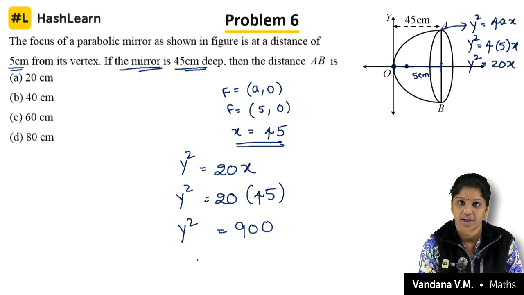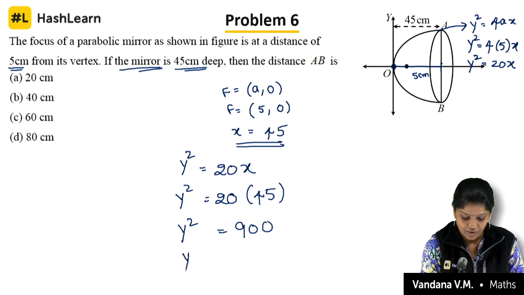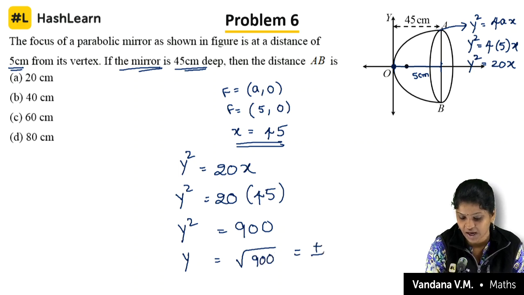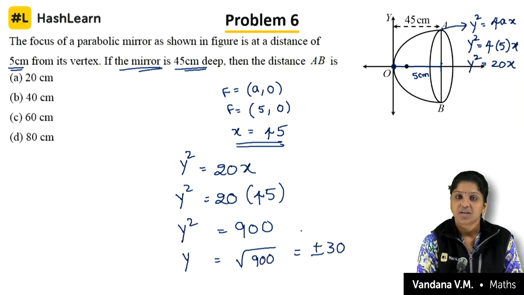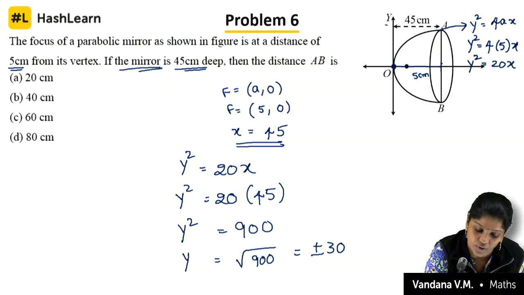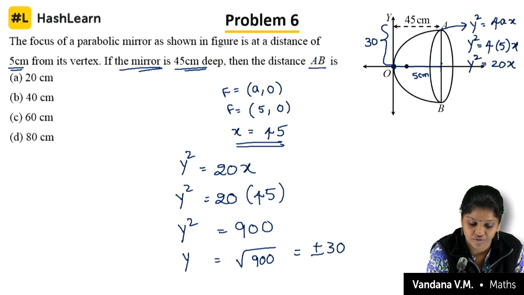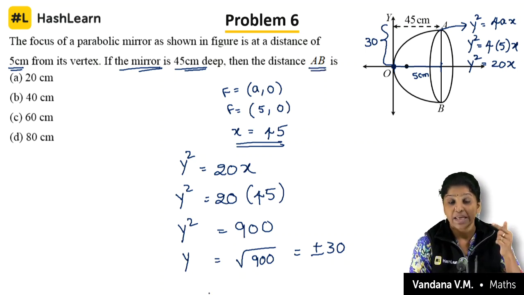Yes, Rajan, you are correct. Very good. y is equal to root of 900, that is plus or minus 30. So, I got the y value, so here to here the distance I got. But what distance do I actually have to find out? I have to find out the distance between A and B.